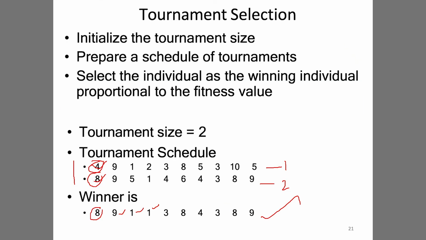In order to implement this tournament selection, first you should initialize the tournament size, then you have to prepare the schedule of tournaments. So here the tournament schedule is 2 tournaments. One tournament player will get 4 as their winning point, another one is 8 as the winning point. Now you should compare the 4 and 8. Which one is greater? 8 is greater. So accordingly you should display the winner.